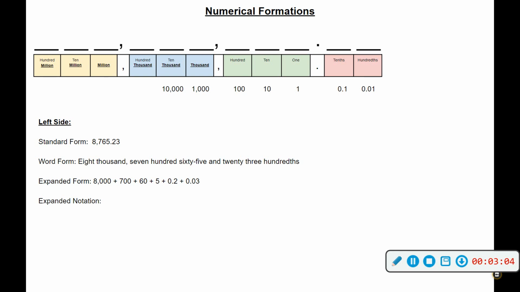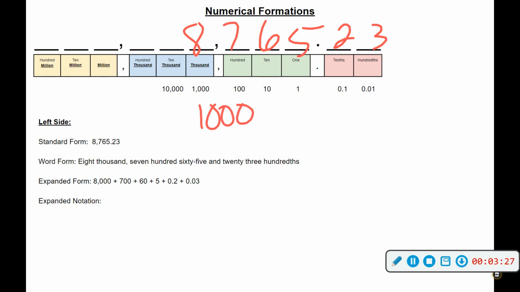Expanded notation means it involves multiplication of those place values. So we take the place value and we multiply the amount that's in it, and then that gives us the amount. Take for example our number that we're starting off with, 8,765 and 23 hundredths. We know that the 8 is in the thousands place. So what you're asking yourself is, we have 1,000. How many times? We have it 8 times. The way this is worded is you have 8 of those thousands that it's occupying.